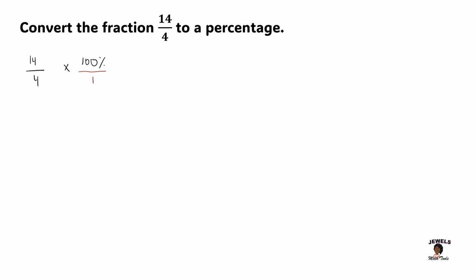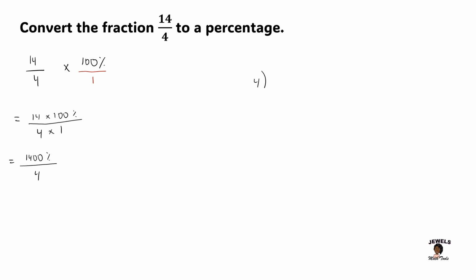Now, whenever you are multiplying, remember that if you're not comfortable with multiplying a fraction to a whole number, you can always add 1 in the denominator for the 100. And remember that this does not change the value of your number. So let's multiply. So we're multiplying 14 times 100%. So remember that we're multiplying numerator and numerator, and we're multiplying 4 times 1. So 14 times 100% will equal to 1400%, and 4 times 1 will equal to 4.